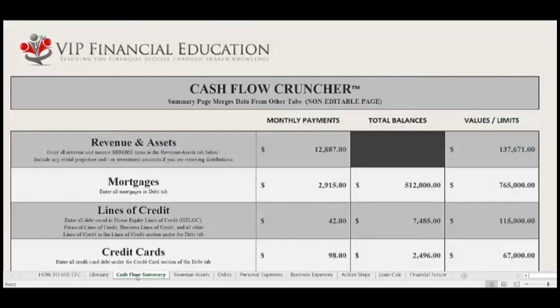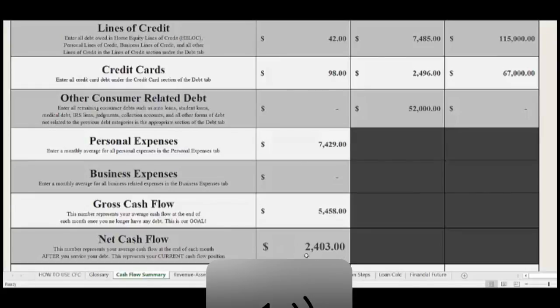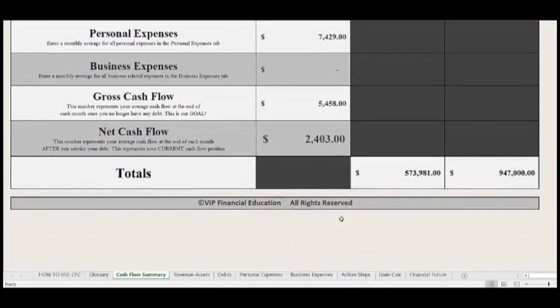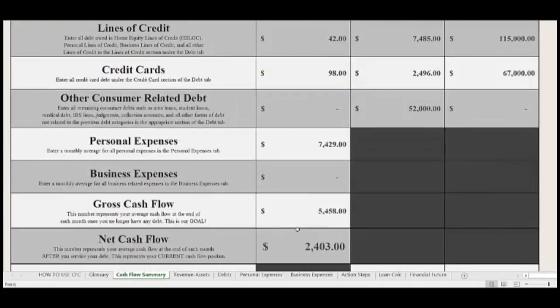The third tab is the Cash Flow Summary. You won't be entering any information here. This information will auto-populate after you fill out the rest of the budget. The only item I'll point out here is the difference between gross cash flow and net cash flow. Net cash flow describes your current cash flow after you service your debts each month, whereas gross cash flow describes what your cash flow would look like if all of your debts were paid off in full.